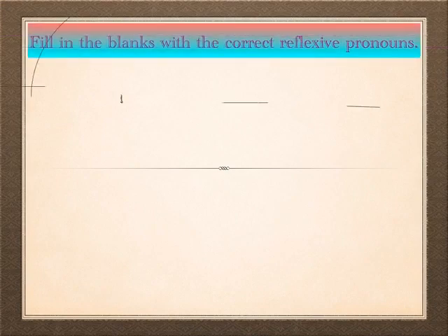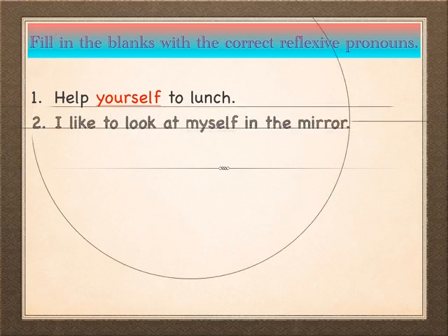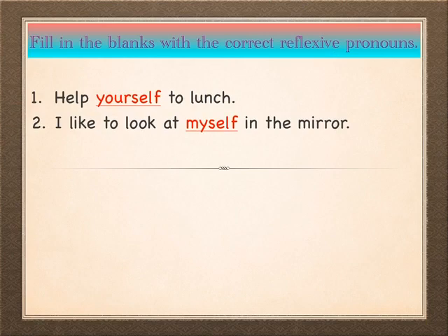Fill in the blanks with the correct reflexive pronoun. The first one, help dash to lunch. So here is an instruction given by someone to the second person, and so we have to use the reflexive pronoun yourself. Second one, I like to look at dash in the mirror. So here we have to use the reflexive pronoun which refers to the subject I, and that is myself.